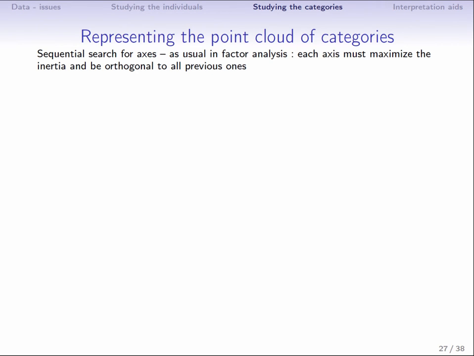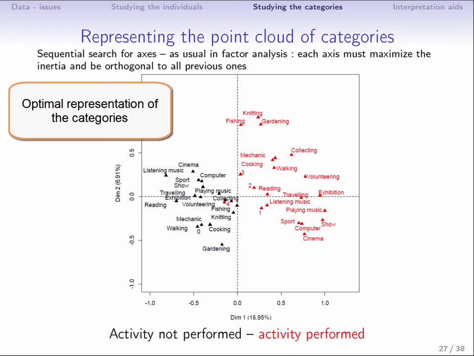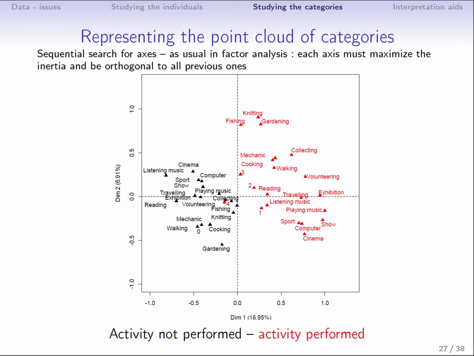As has now become natural to us, we are going to get to work on this point cloud of categories using principal component method. That means sequentially constructing orthogonal dimensions that maximize the inertia. This is how the visual representation of the categories comes out. It's the optimal representation. Notice how this graph strongly resembles the one we constructed earlier when we were using the categories to interpret the individuals' plot, so it's not completely the same. Nevertheless, we can interpret this new graph in mostly the same way.